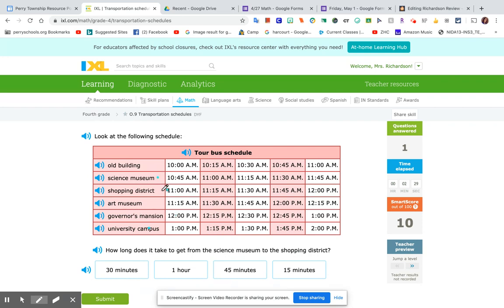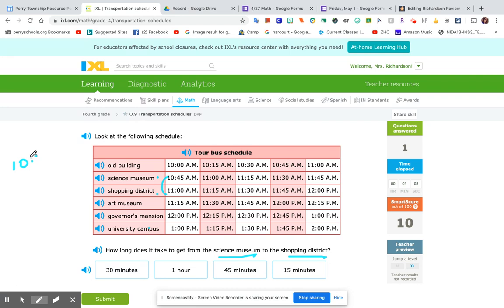Okay, so see why I came to these two places? Tell your neighbor. Oh, you don't have a neighbor to tell. Tell yourself why you chose these two. Be correct, because that's what the clues said in the question. So, how long does it take to get from the science museum to the shopping district? Well, I see that the tour bus started here and then went here and here and here and here. So I need to figure out the elapsed time that it took to get from Science Museum to the shopping district. So I'm figuring out from 10:45 to 11.